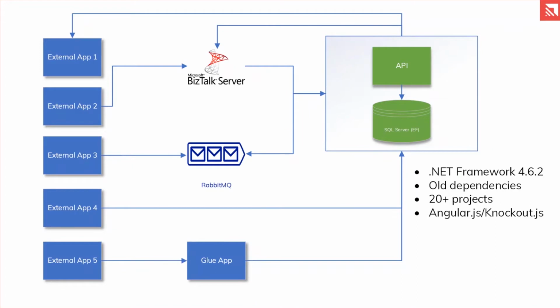I don't think I even included everything here on this diagram, really. I just wanted to give you an overview of what's going on. But basically, it has tons of package dependencies, and they're all outdated. It's a 20 project or so application. It's a very standard .NET Framework API application with Entity Framework as the ORM.